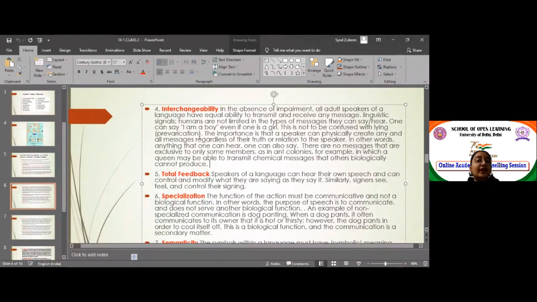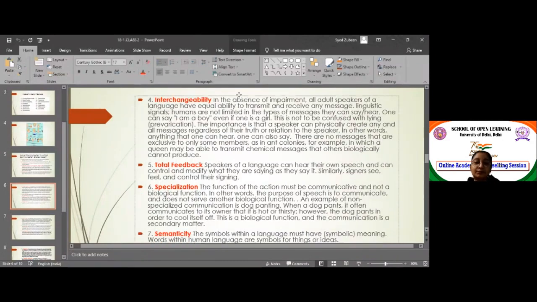All right, then we'll be looking at specialization. Specialization: the function of the action must be communicative and not a biological function. In other words, the purpose of speech is to communicate and does not serve any biological need or function.